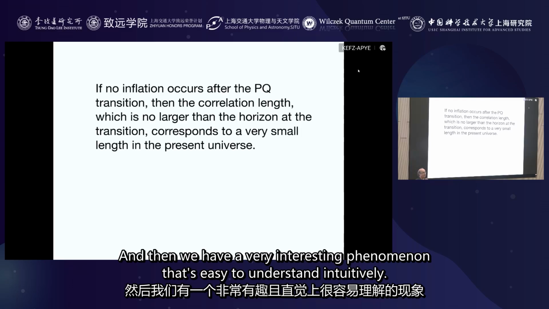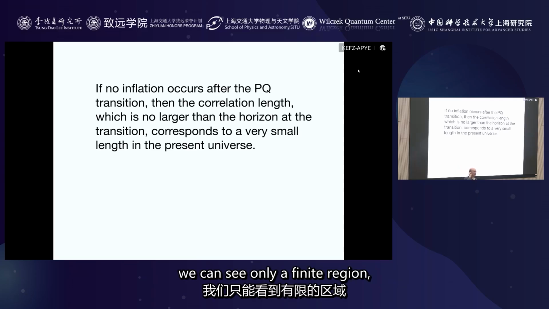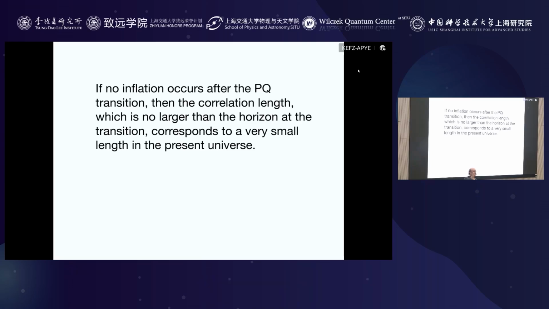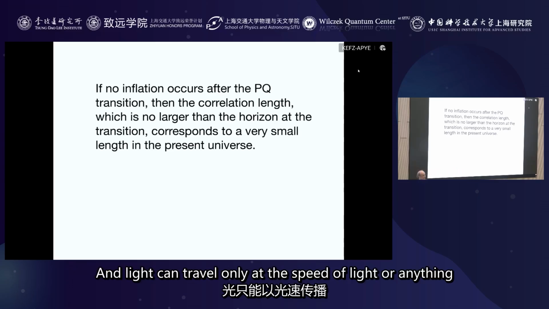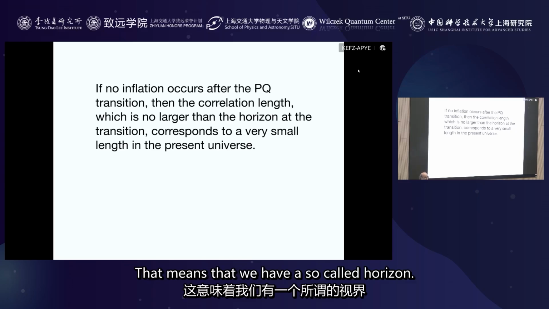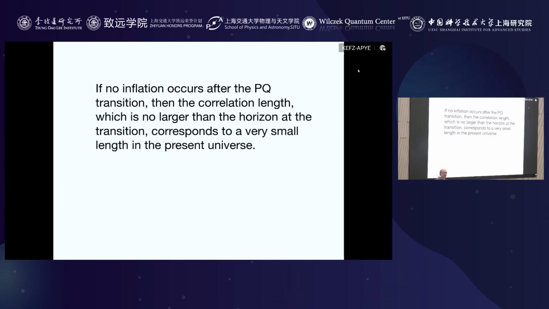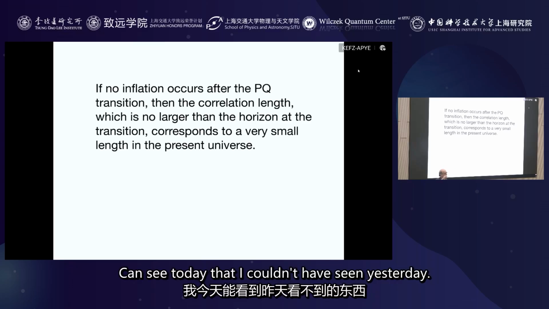And then we have a very interesting phenomenon that's easy to understand intuitively. At present, when we look out at the sky, we can see only a finite region, because the universe has a finite age and light, or anything else, can only travel at the speed of light. That means we have a so-called horizon. The part of the universe we can survey depends on time, and as time unfolds, we get to see more and more. But that means there were pieces we can see today that we couldn't have seen yesterday.